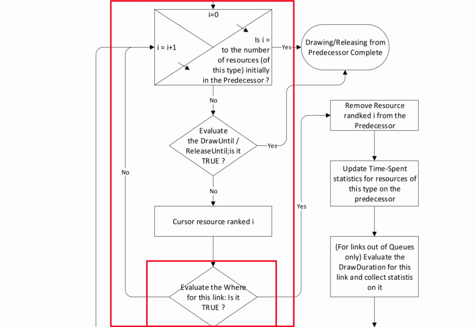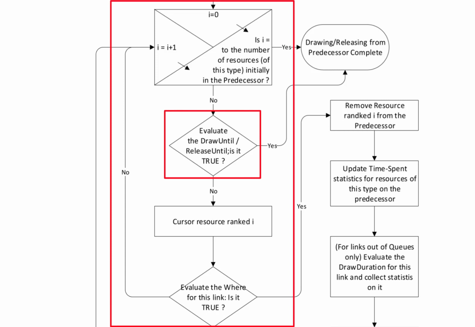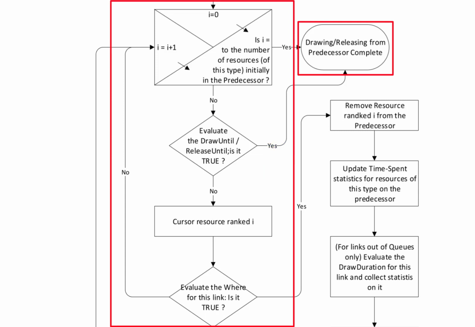If the draw where expression for this link for the resource currently cursored by the link is false, then Stroboscope will increment the index I and examine the next resource in line. This repeats the loop. If during this loop the draw until or the release until becomes true, then the drawing process or the releasing process ends.